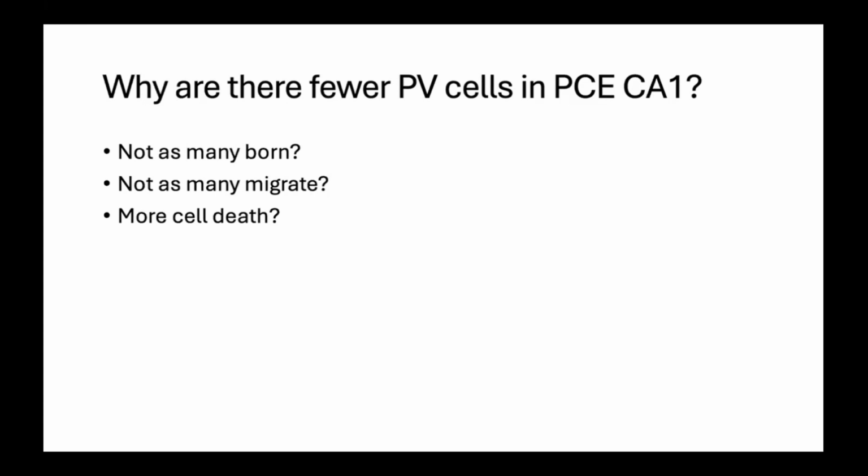Or is there more cell death? Once cells find their final place in the brain, or the hippocampus, they undergo a process in which they refine their synapses, and some cells don't survive because you don't necessarily need them all. So is there more cell death in the PCE mice compared to the wild type controls?